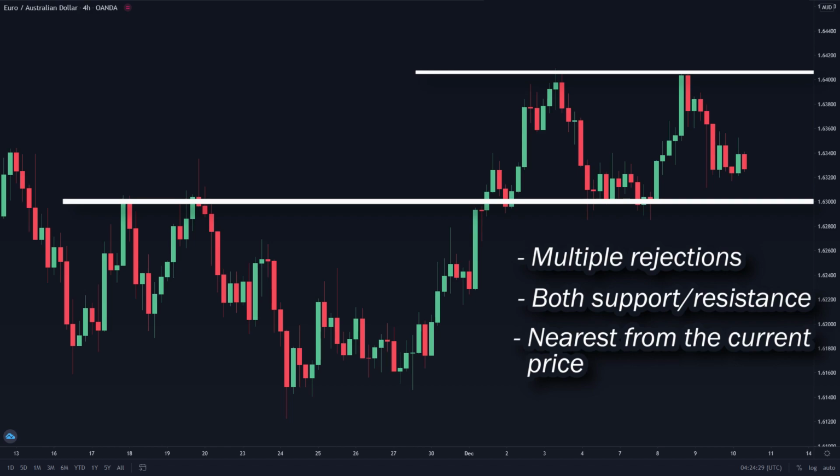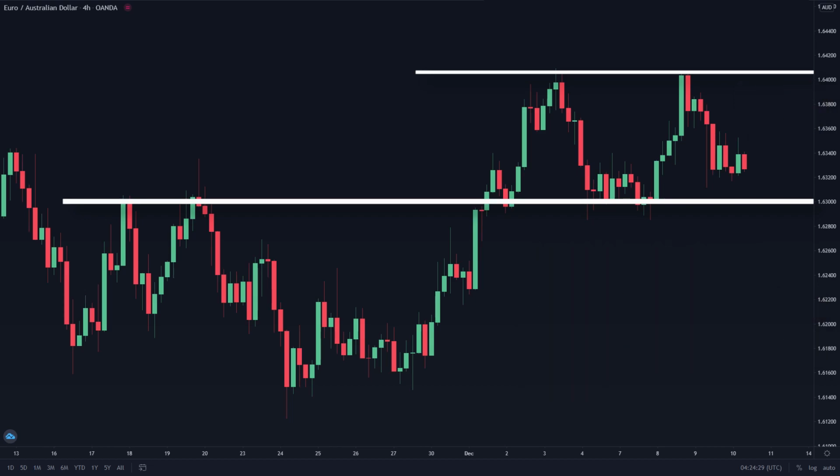So this is why I didn't include this level down here. Even though this level fits the criteria of being a support, it's still too far away from the current price. Therefore, there's really no point of drawing it. So this is how I would draw a support and resistance for this pair.